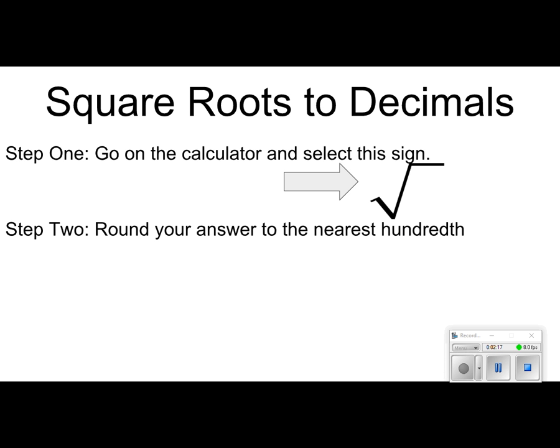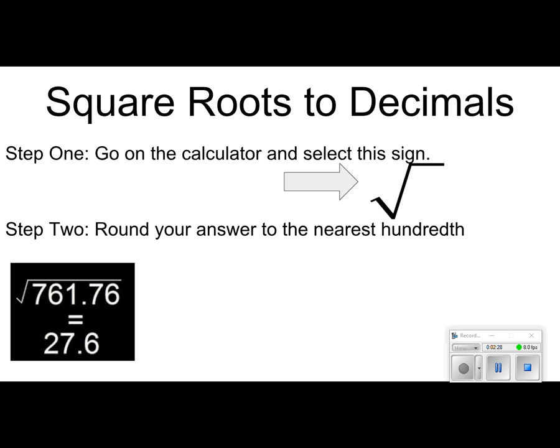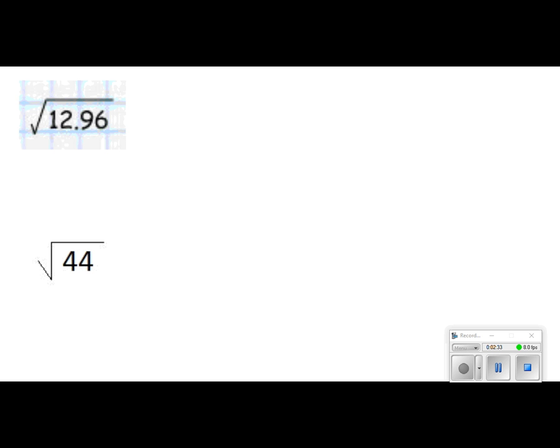Square roots to decimal. Go to your calculator, select the square root sign, and then you round all answers to the nearest hundredth. Here's an example. Try these 2 on your own. Please pause the video. So the square root of 12.96 turns into 3.6, and the square root of 44 turns into 6.6.